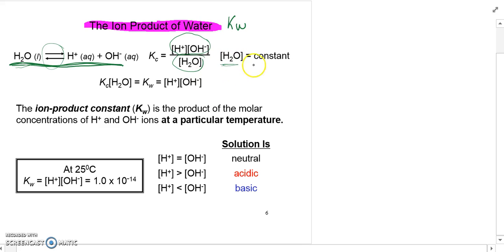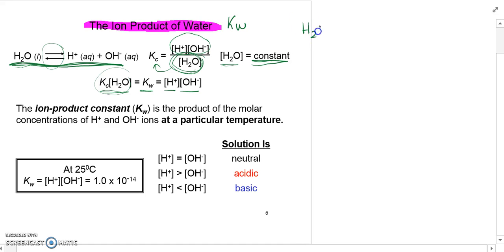But we know that the concentration of water is a constant, so we like to bring that H2O concentration, which is a constant, over with the Kc. And so we group all the constants together, and we call that constant Kw. So Kw equals the concentration of H plus times OH minus.